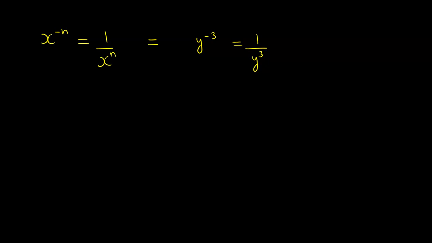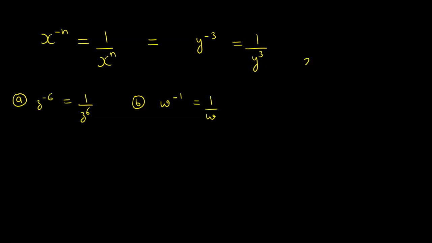Let's take a look at 3 examples. We have here z to the power of negative 6. That becomes 1 over z to the power of 6. If we have, let's say, w to the power of negative 1, we get 1 over w. This is nothing but changing the signs from negative to positive.